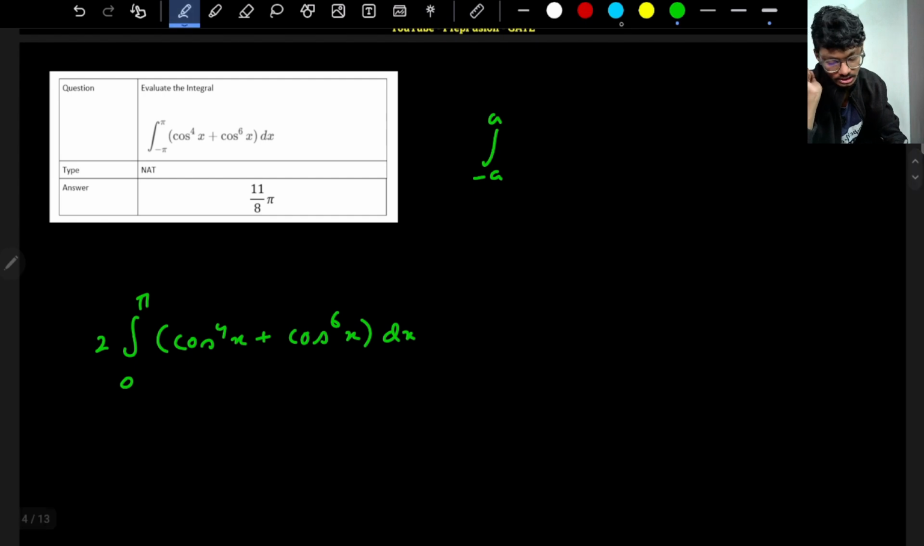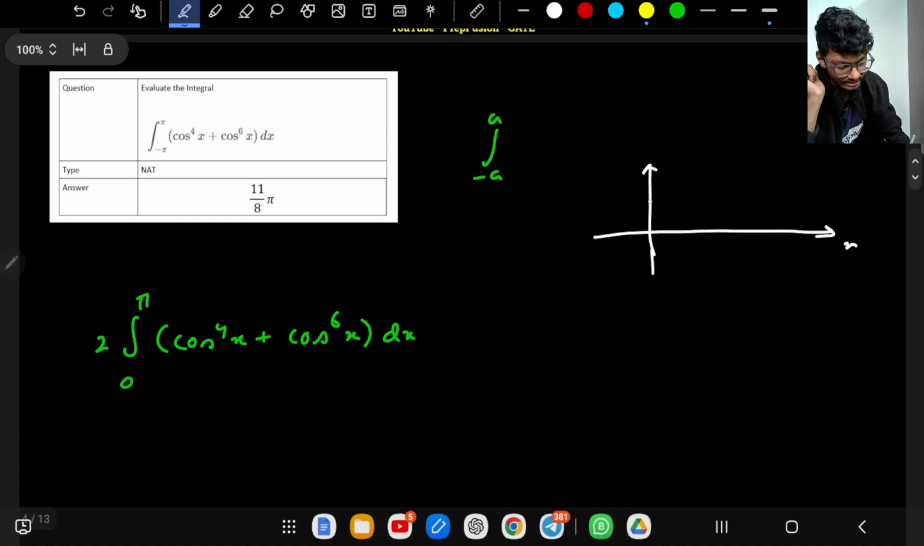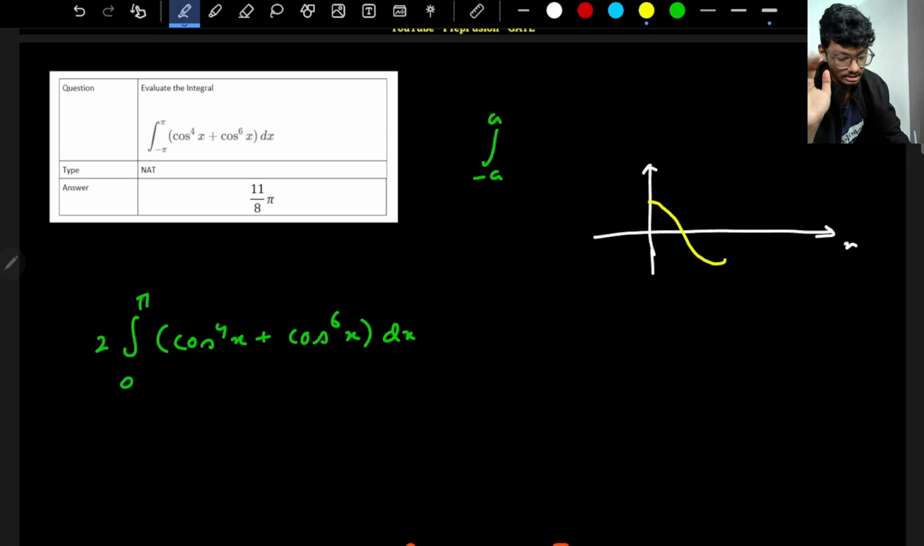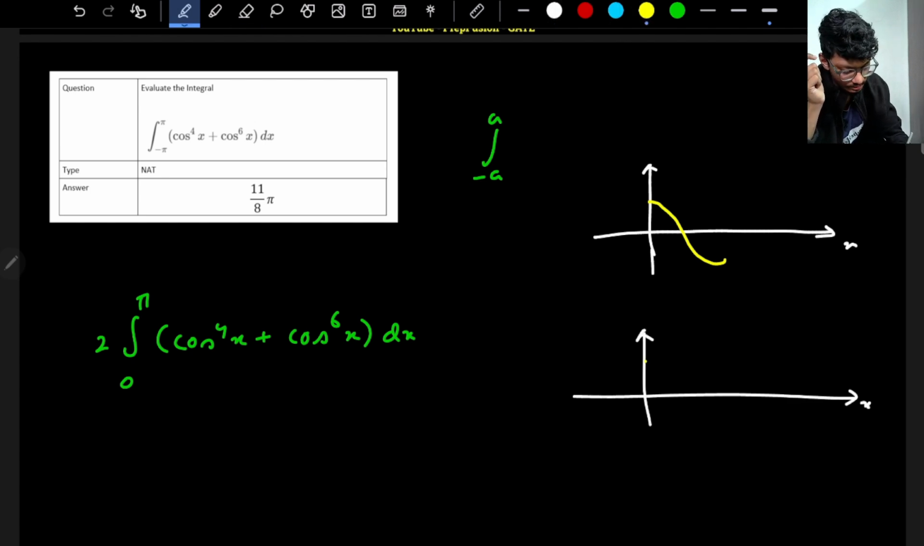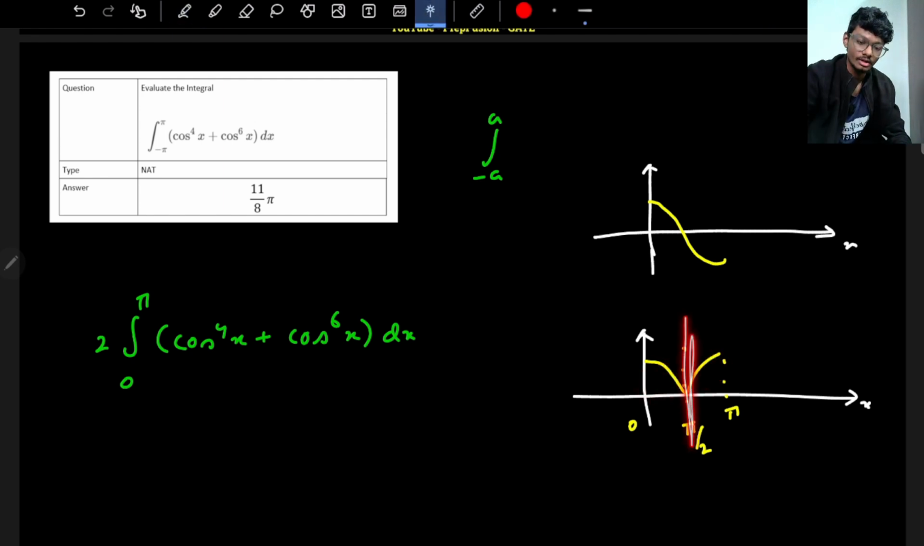One thing, if you notice, how does cos x vary with respect to x? This is how cos x varies. Now if I square it, the graph will look something like this, and it will be symmetrical about pi by 2. So this is 0 and this is pi, and whatever area I get here, the same area I will get here. It is symmetrical about this.